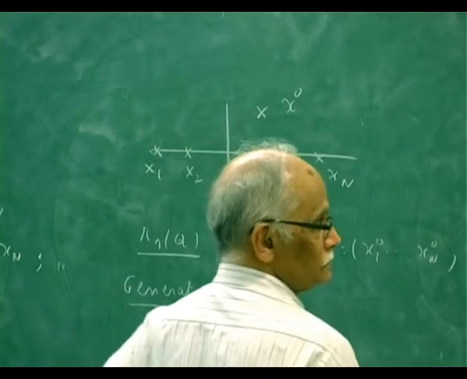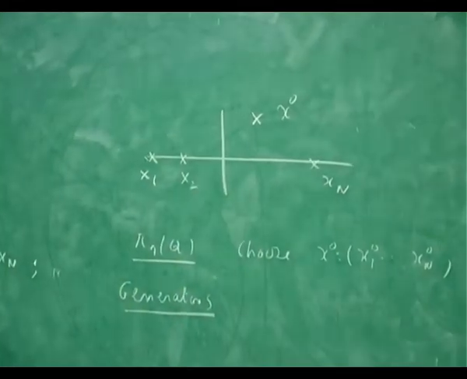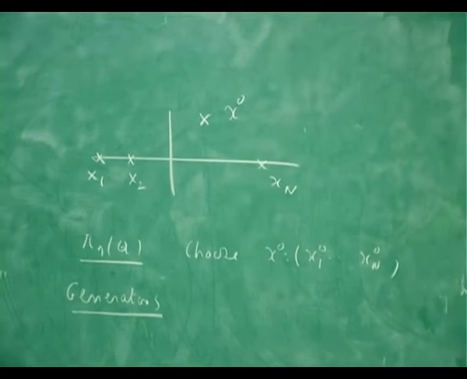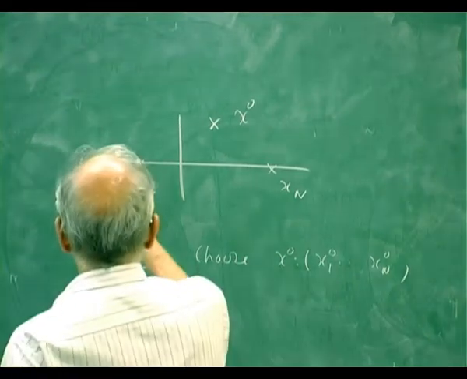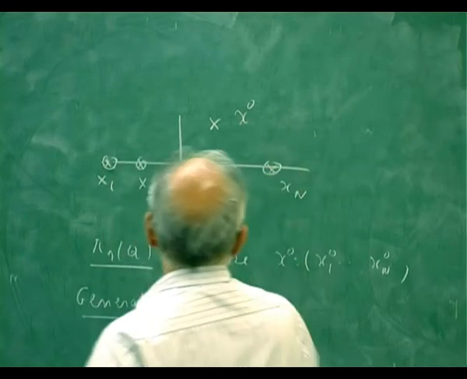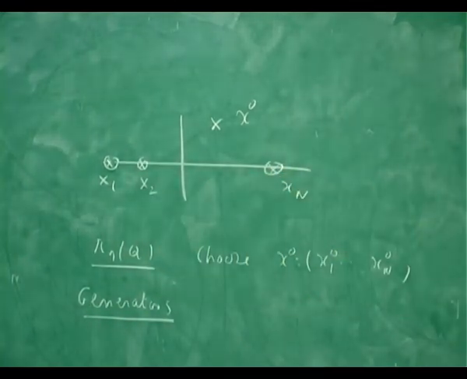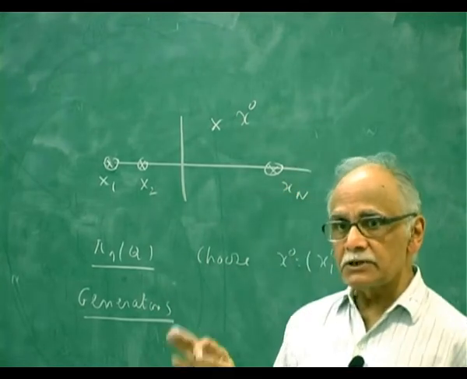This x0 does not represent a hole. X0 is not a hole. It's a point in the complement. These are the holes. So this is a huge group.